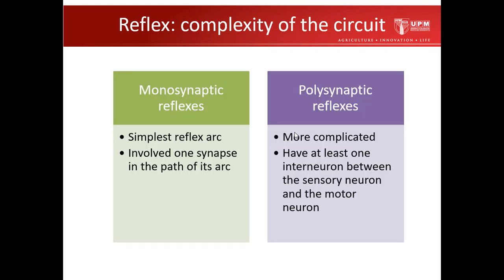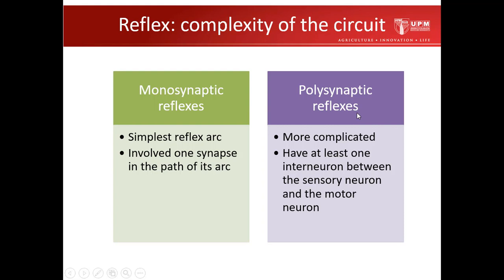Okay, next one is the complexity of the circuit. We can also classify reflexes based on complexity. There are two types: one is the monosynaptic reflex, and the second one is the polysynaptic reflex. The monosynaptic reflex is the simplest reflex arc. It has only one synapse, and an example of the monosynaptic reflex is the patellar reflex, also known as the knee jerk reflex. We're going to take a look at that example after this.